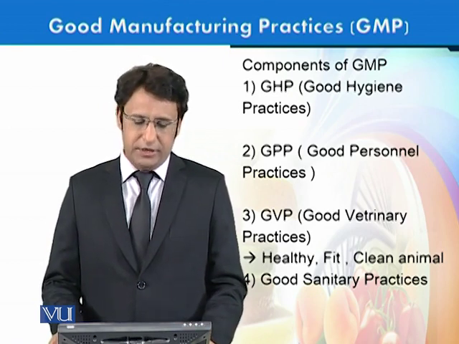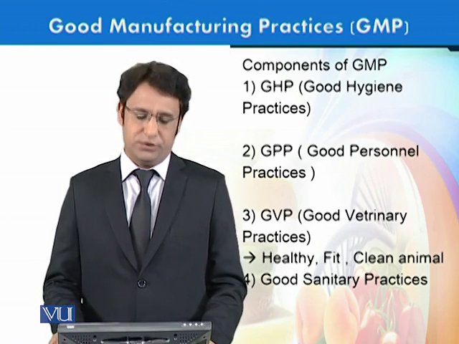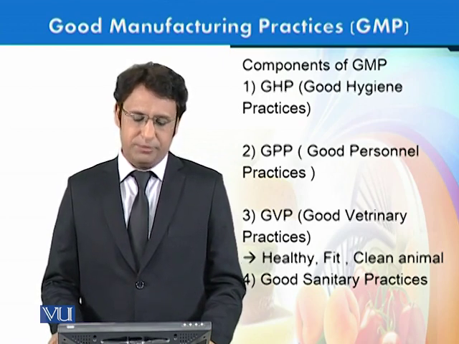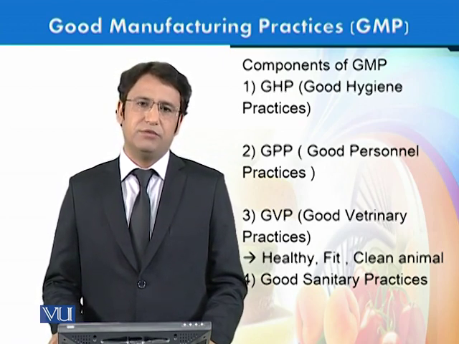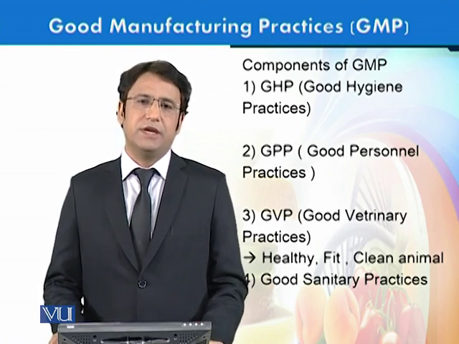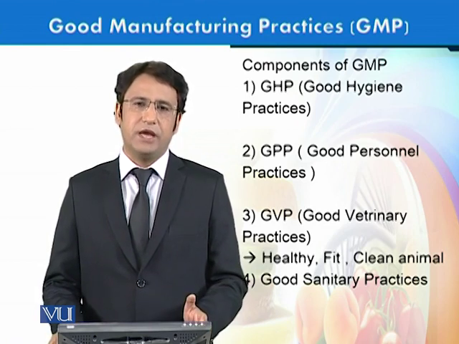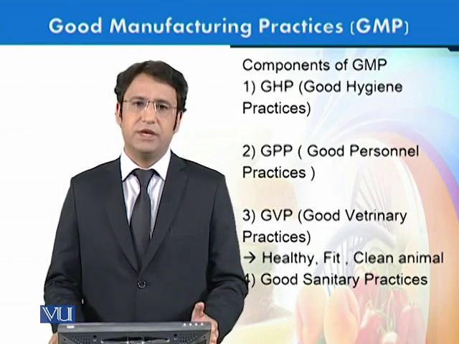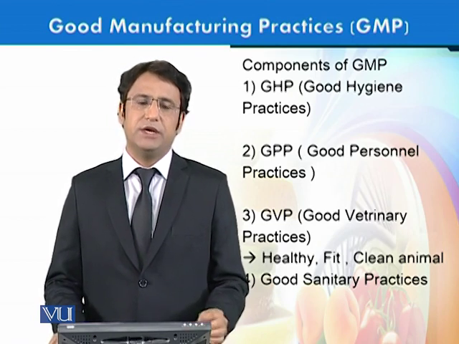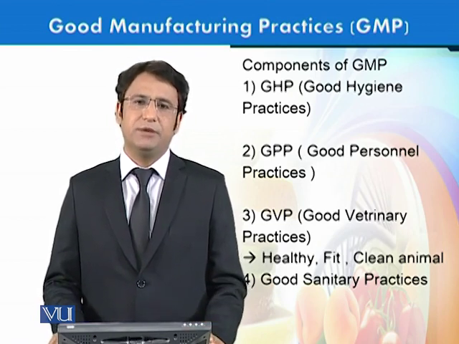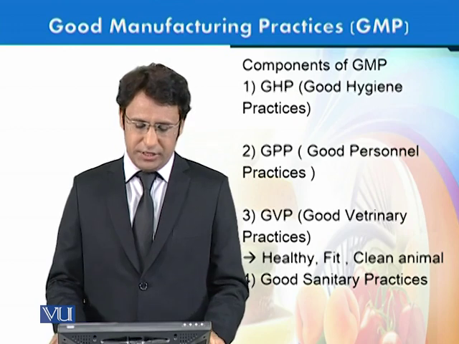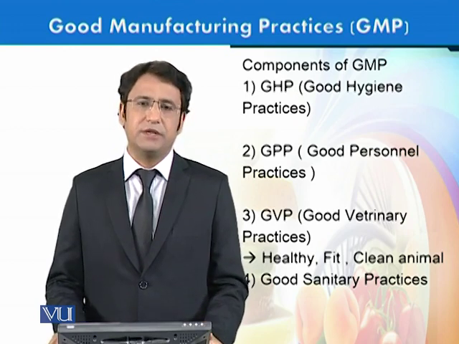The second control is good personal practices. This involves all the personnel involved in production and looks at, for example, whether they are carrying any infectious disease or not, and whether they have all the hygienic habits that must be followed in a processing area. Then good veterinary practices.